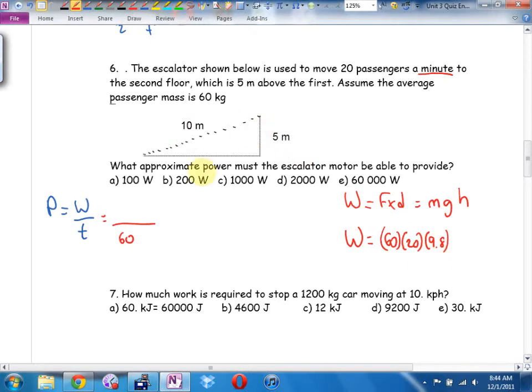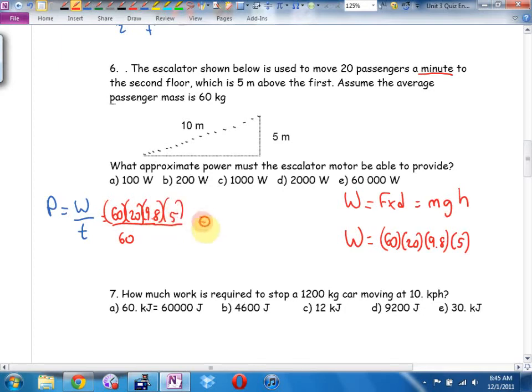To confuse me. They're hoping some kids will use the 10, and I'm willing to bet one of these answers is what you get if you use 10 as your distance, because, well, it's moving in that direction. Yeah, but the force is not in that direction. It's not the direction that you're moving. It's which direction is the force that you're resisting. Vertical, so you look at your vertical displacement.